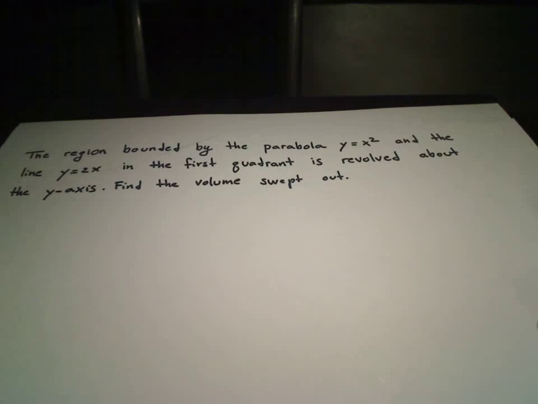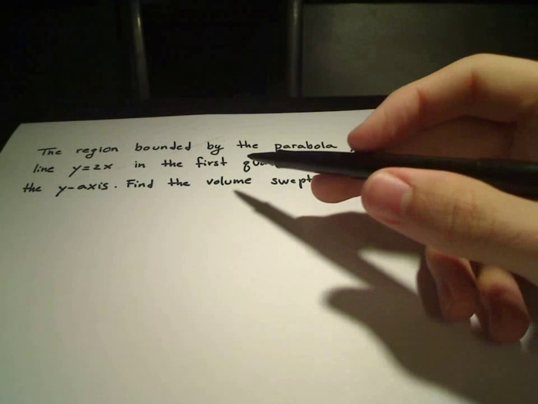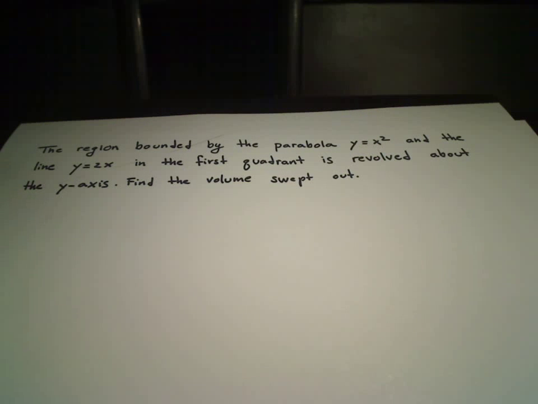So here's the question. The region bounded by the parabola y equals x squared and the line y equals 2x in the first quadrant is revolved about the y-axis. Find the volume swept out.